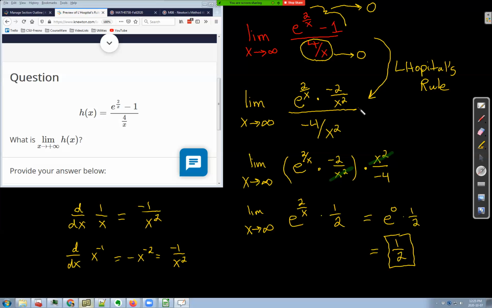Another thing to keep in mind is simplification is your friend. There's a reason why we spend so much time making you simplify things in pre-calculus. And the reason is that when you get to calculus, being able to simplify things becomes pretty important. Okay.